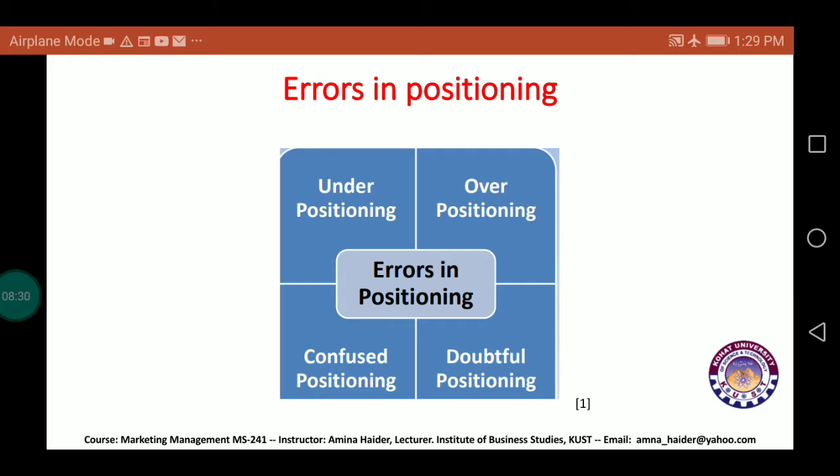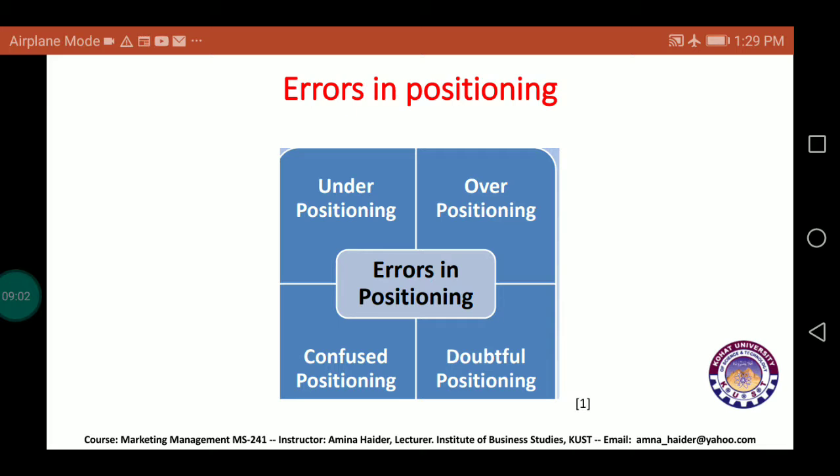Under positioning. This error occurs when marketers take little step for promotion of a product, due to which buyers are very less aware about the brand and its product performance and popularity. This error is made by those companies that either do not have the capacity to promote their product or do not have the marketing caliber of performing such roles.